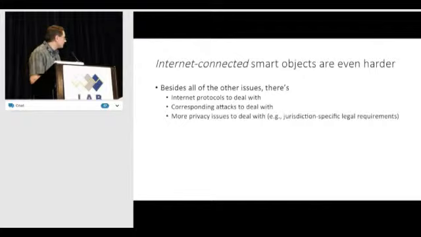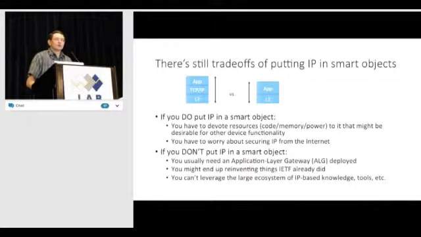So this is kind of the one slide version of what the IAB was asked to do in that workshop, which is, to summarize, there's still trade-offs of putting IP in smart objects, right? You see the stack on the left and the stack on the right. If you do put IP into a smart object, you have the left stack, and this means the smart object engineer has to devote some resources to TCP/IP, where that same resources, silicon or what have you, could have been devoted to something else that device might be able to do. And you have to worry about potentially securing IP from outside the local network. If, on the other hand, you don't put IP in there, then you usually need some application layer gateway in order to actually accomplish the rest of your scenario. And that can be a deployment burden.